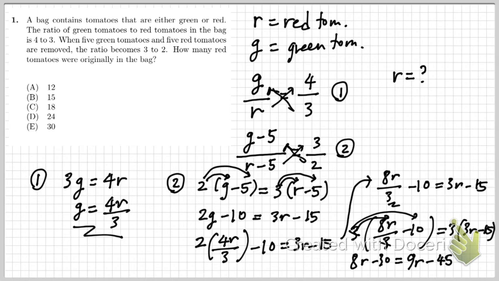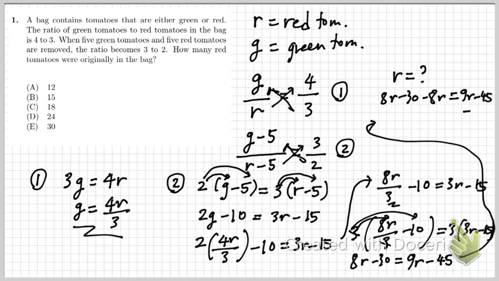I'm running out of space, so I'm going to move it up here. And if I move 8R over to the other side, so essentially all I'm doing is subtracting 8R from both sides. Then these cancel out, so I have negative 30. I'm going to move the negative 45 to the other side. So I have R is equal to 15. So the answer is B.